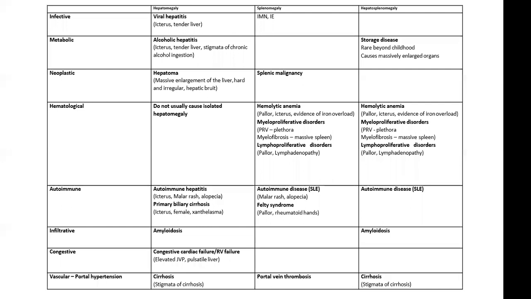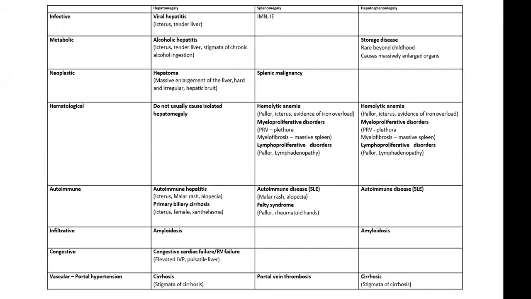So now I have given you 4 causes of a massive spleen which you need to remember. These are national-level questions, right? Visceral leishmaniasis, tropical splenomegaly syndrome in malaria, myelofibrosis, splenic lymphoma are 4 of the important causes of massive spleen. A massive spleen is usually one crossing the midline.